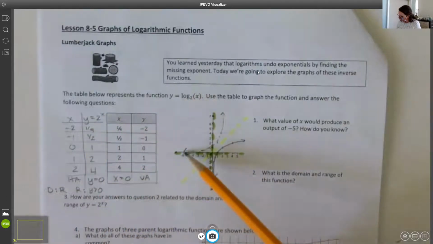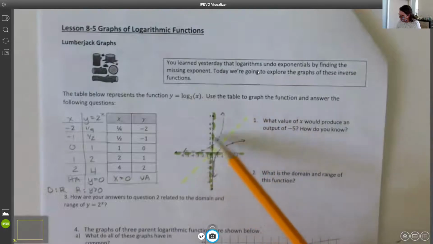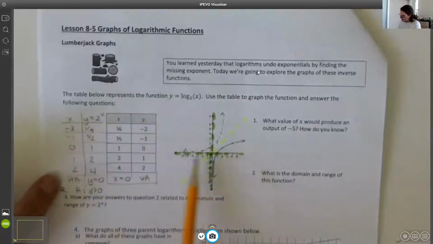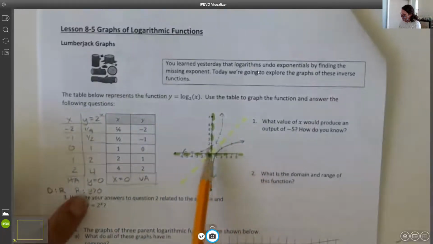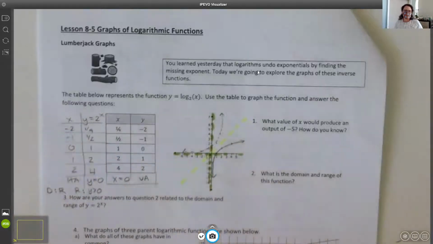These two are inverses of one another. And so if you look at this dashed one here, this is the graph of y equals 2 to the x. It has a horizontal asymptote at y equals 0. It has a domain of all real numbers. It has a range of y greater than 0.